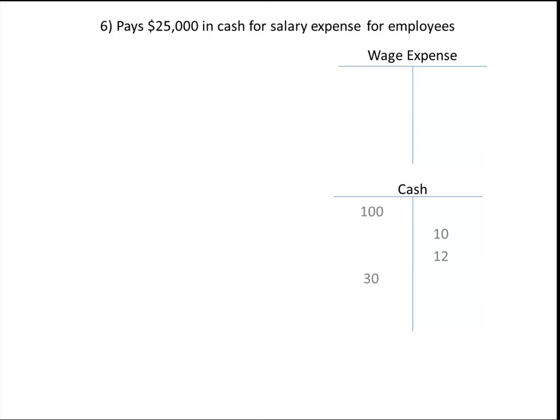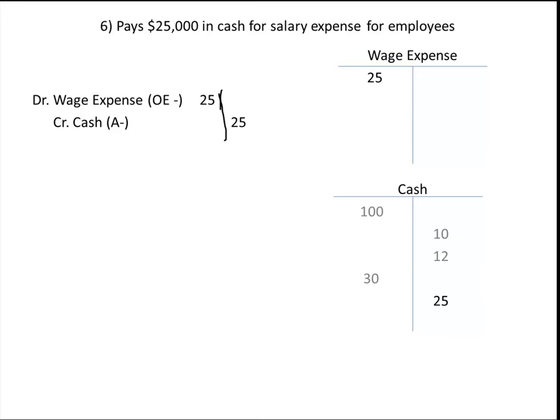We're going to leave the space for our debit because we're going to credit our cash first. And then we're going to debit our wage expense because, as we know, that's the only thing we can do, because we have got 25 over on the right-hand side and we want 25 over on the left-hand side. And so we're going to debit our wage expense for $25,000.